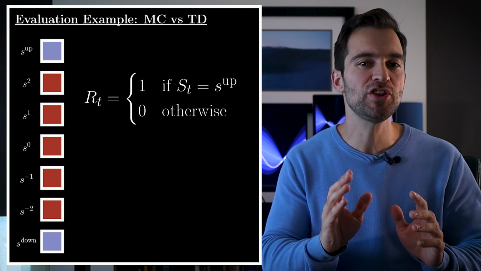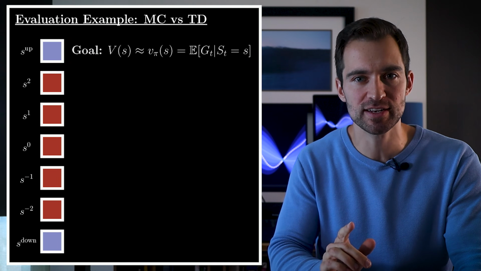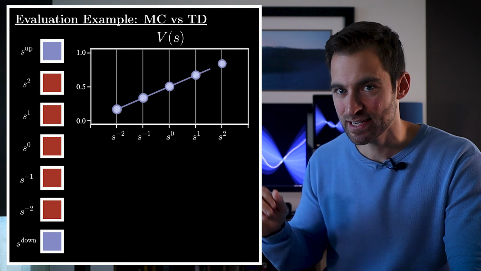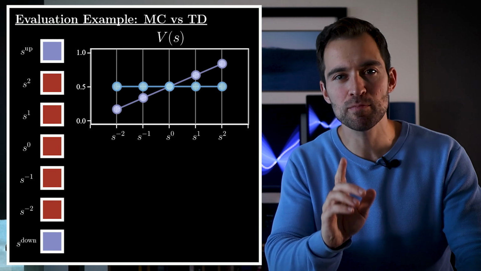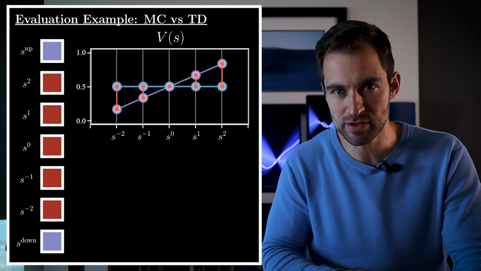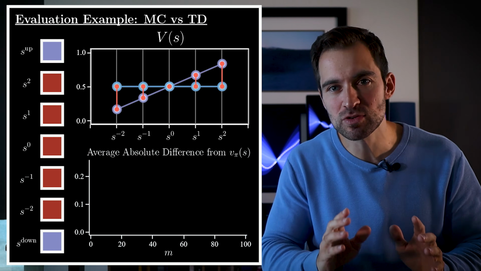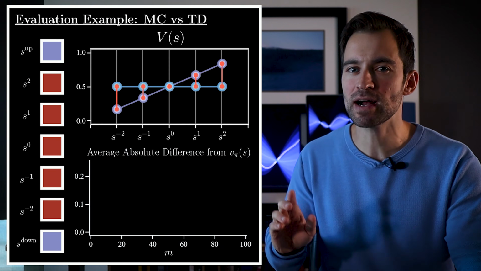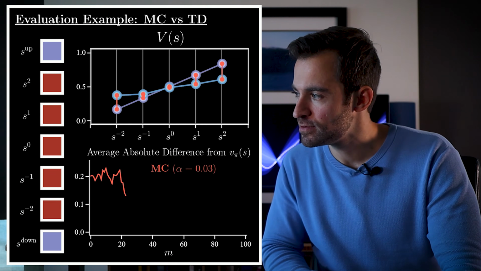As a reminder, when doing evaluation, the goal is to estimate the expected return from each state. Like last time, we can show the true values like this. Our algorithms begin by initializing estimates at 1/2, and we can measure performance using the absolute difference between our estimates and the true values. To keep track over time, we'll plot the average absolute difference over the number of episodes processed. To demonstrate, I'll run Monte Carlo with alpha equal to 0.03, which looks like this.